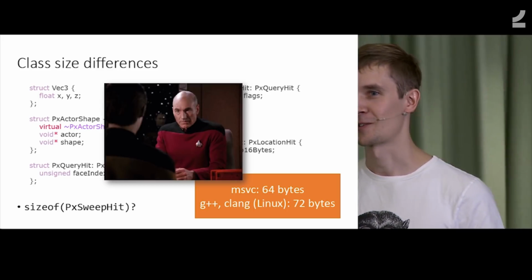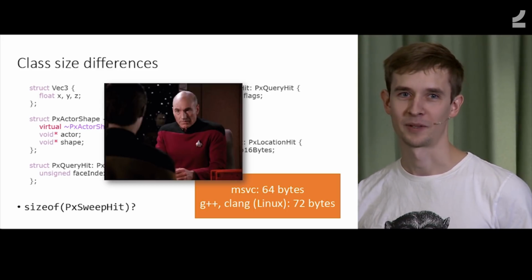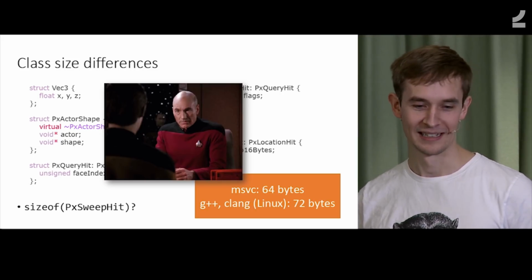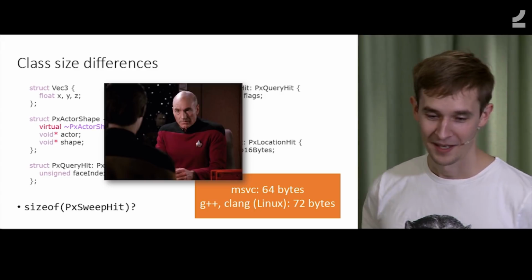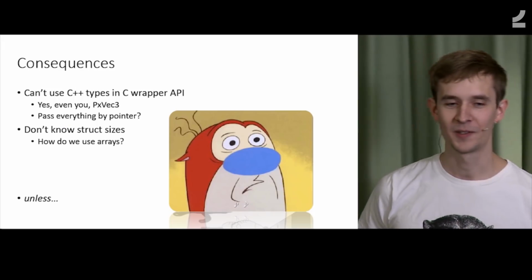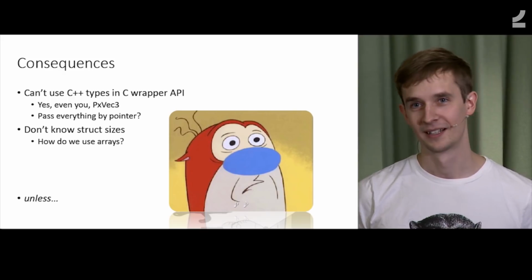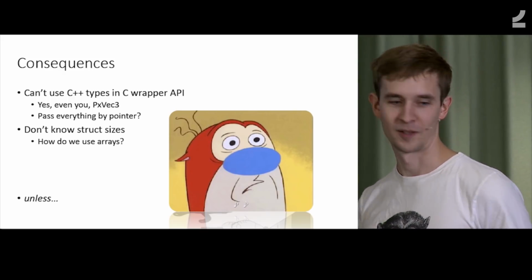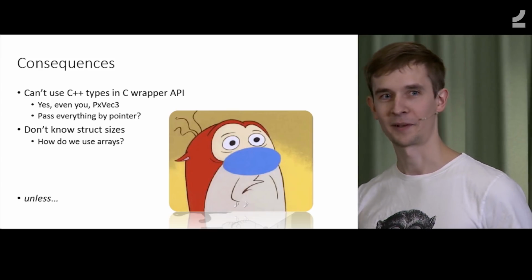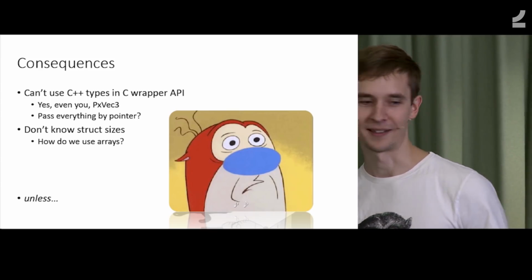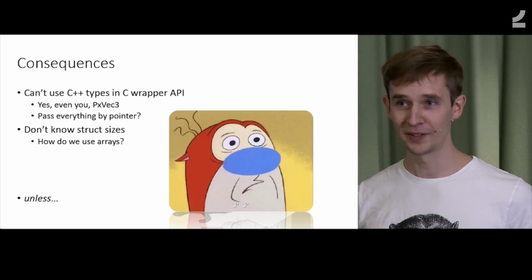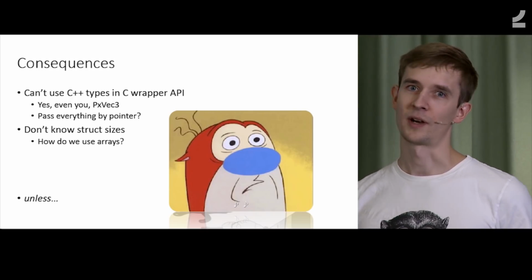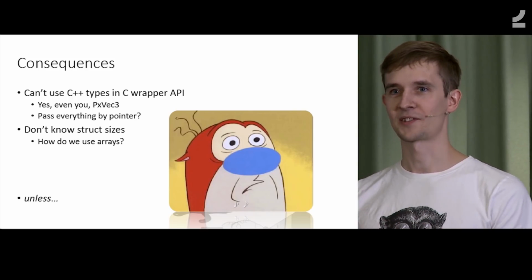And I actually ran into this while trying to create this layer that would bind the PhysX SDK. And at that point, I just realized I hit a wall, and I needed to somehow deal with it. So we're in a situation where we cannot really use C++ types in the C wrapper. Even if it's a simple struct like a vector containing x, y, and z floats, because that already contains things like copy constructors and regular constructors, it will break the ABI. We don't even know the sizes of structs. So imagine taking or using an array across the interface where you don't know the size of the item.